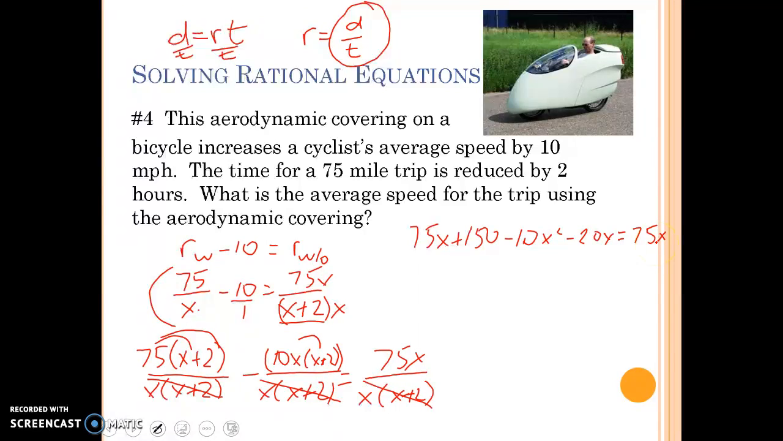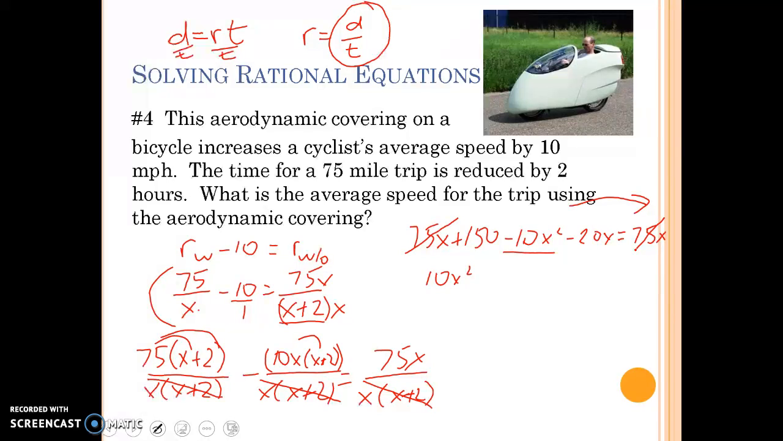So then I want to put all of this together. And so I'm going to move everything to the right side of the equation. And the reason for that is because I want my x squared to be positive. So if I move this negative 10x squared to the right hand side, it's going to be 10x squared. Then I have 75x and 75x. If I subtract 75x from both sides, those both disappear.